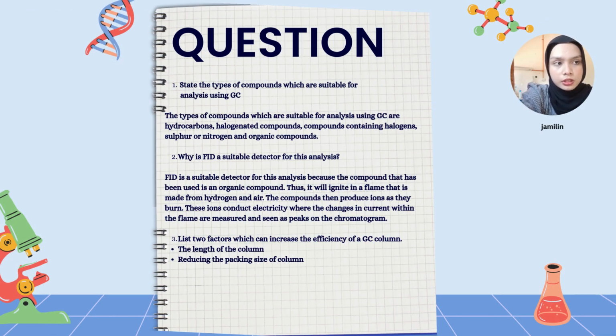Next is the questions. For question 1, state the types of compounds which are suitable for analysis using GC. The types of compounds which are suitable for analysis using GC are hydrocarbons, halogenated compounds, compounds containing halogens, sulfur or nitrogen, and organic compounds.